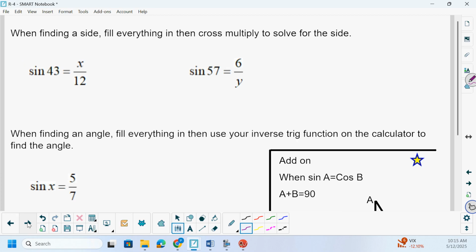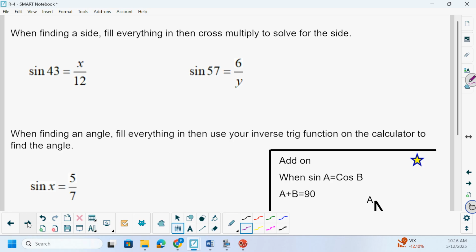When you're finding a side using a right triangle, the angle always goes after the sine, cosine, or tangent. And then you set up either your opposite over hypotenuse, adjacent over hypotenuse, etc. So here's two examples of our equations that have already been set up when finding a side.